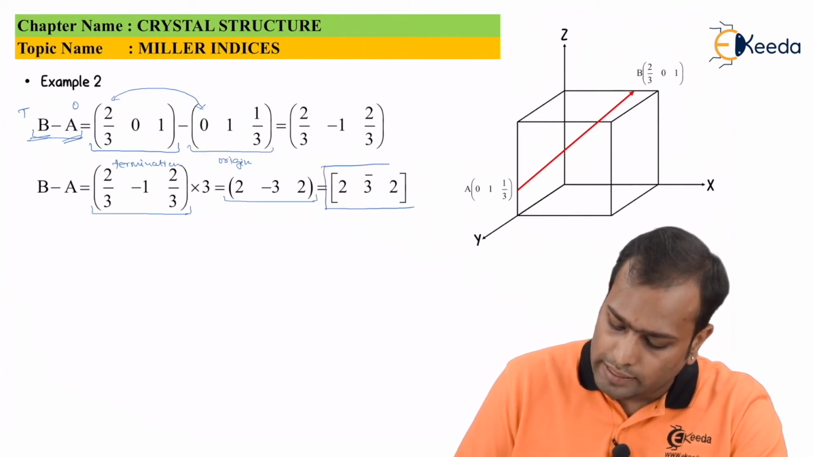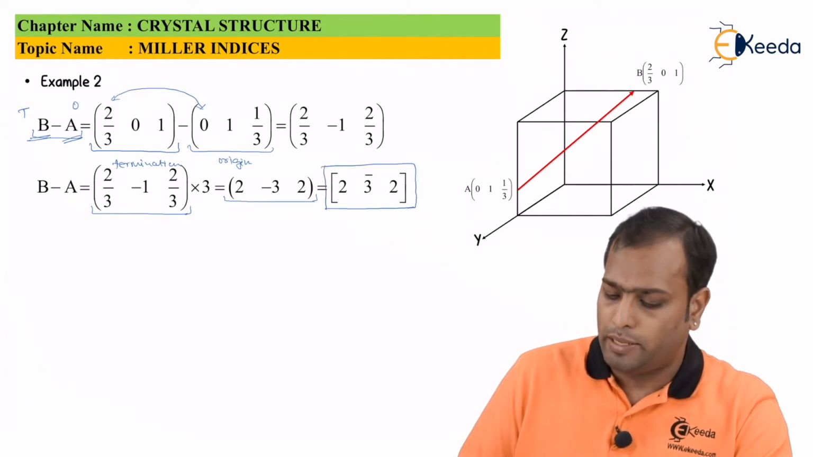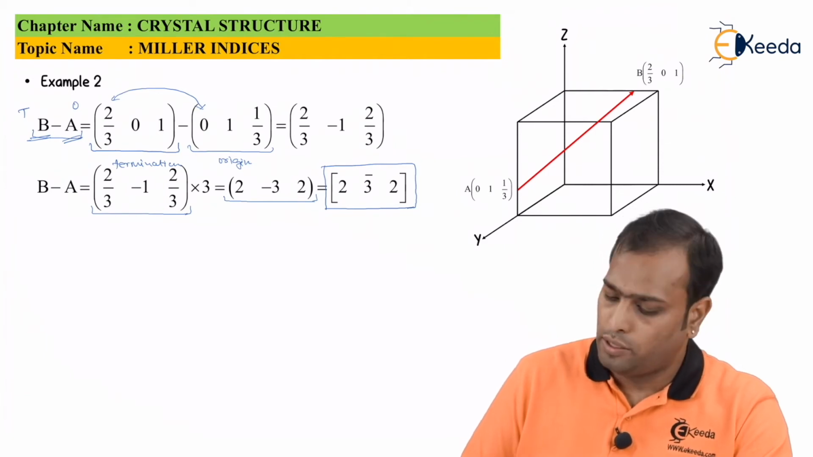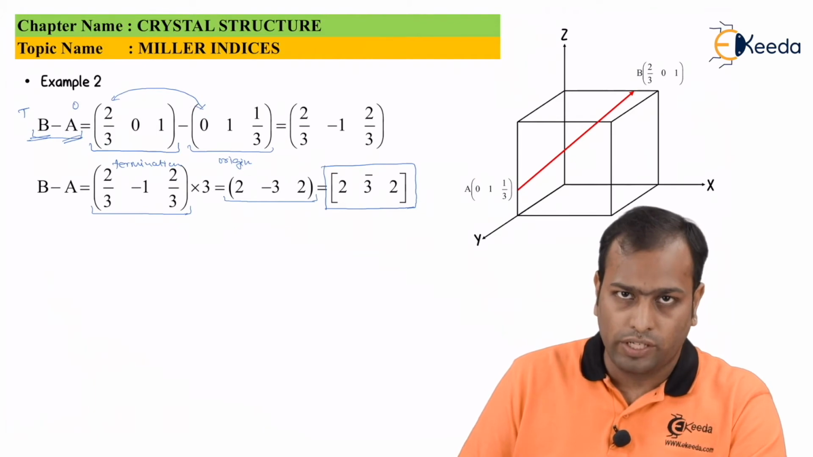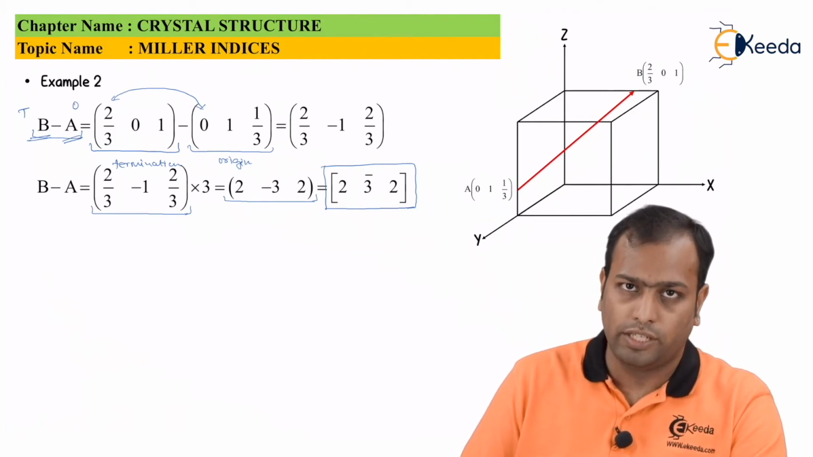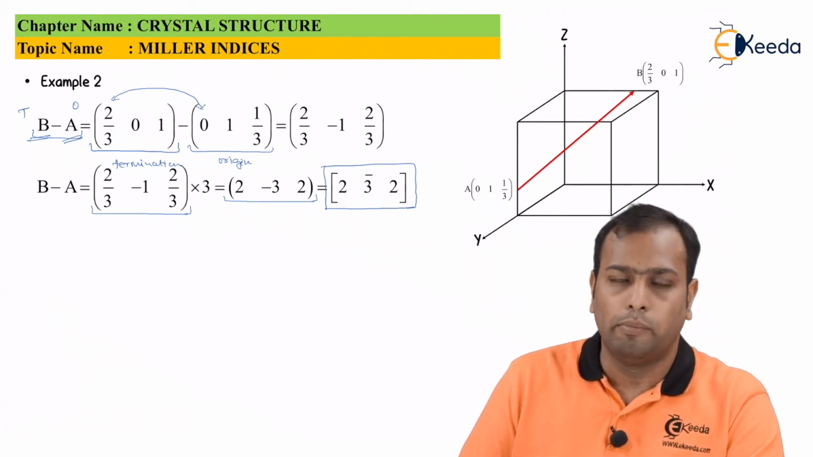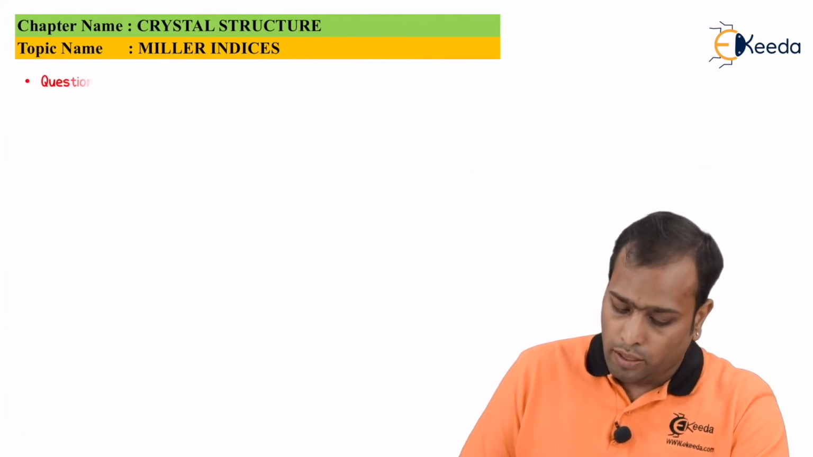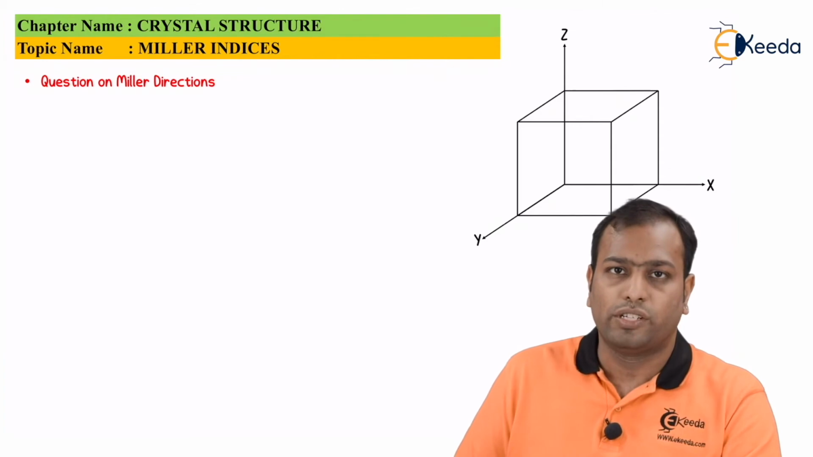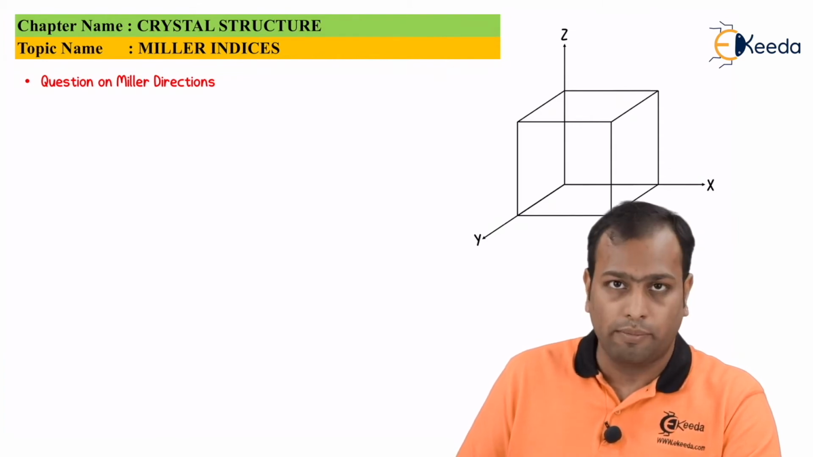Well, these types of questions are very prominent in your viva questions, where they will mention some 3 random coordinates of the origin and 3 random coordinates of the termination, and you need to find out the Miller directions. Now, let's take some more questions on Miller directions on the same concept.